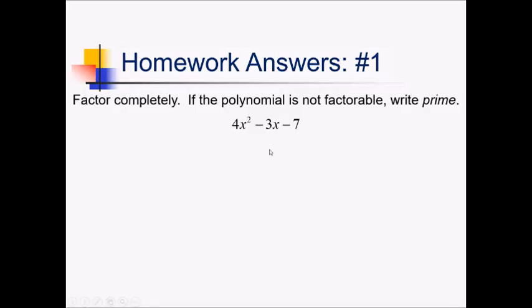On this problem, we have an a value that's not 1, and it looks like we can't take out a common factor either. 4 doesn't go into 3 or 7. So I'm going to go to the AC method. You could use that or guess and check, but I always like to use AC when I can.